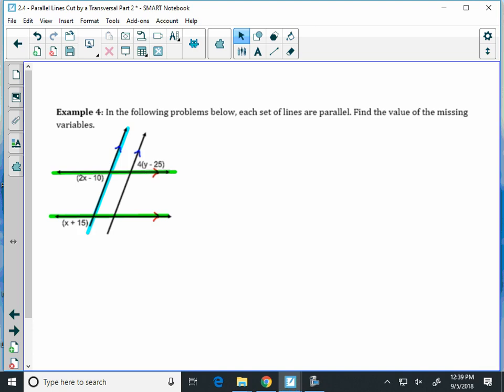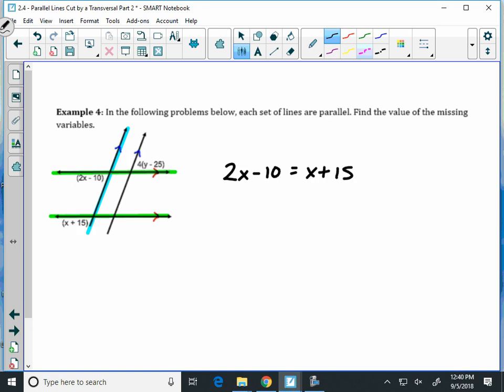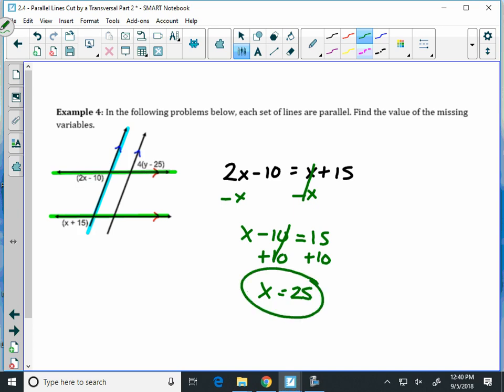What do we know about corresponding angles? They're the same. So we can just go ahead and set them equal, because they are equal. And then you just solve it like a normal equation. Move the x over. Add 10. And x ends up equaling what? 25. Okay. Well, that's x.